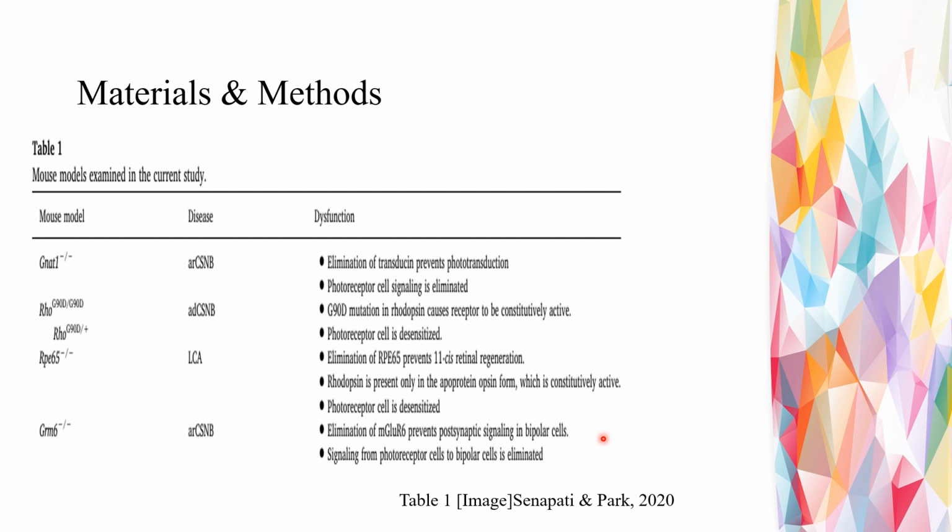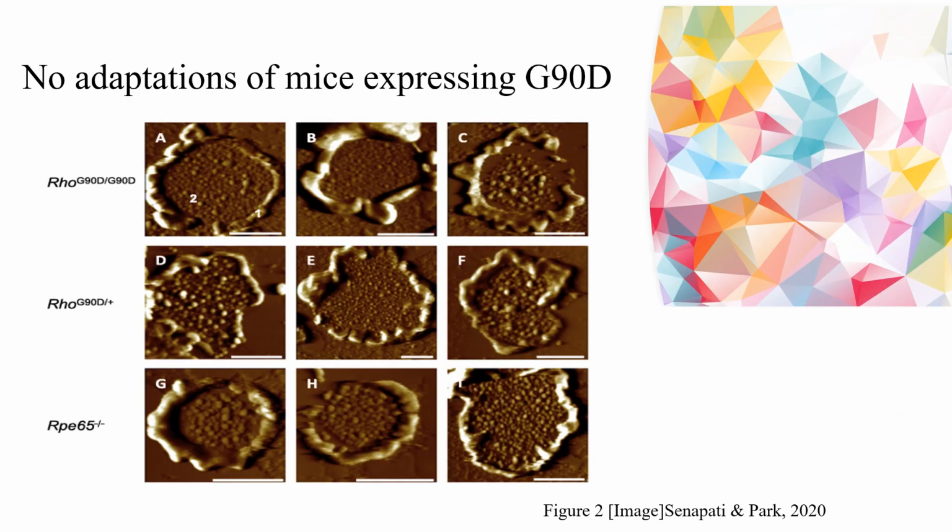Elimination of mGluR6 prevents postsynaptic signaling in bipolar cells. And last, signaling from photoreceptor cells to bipolar cells is eliminated. There are no adaptations for mice expressing G90D.